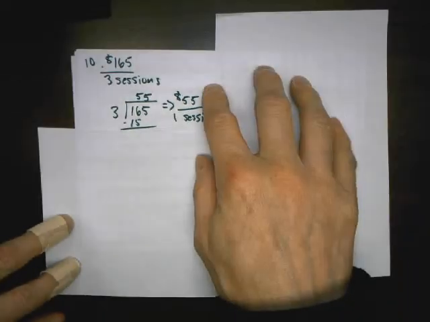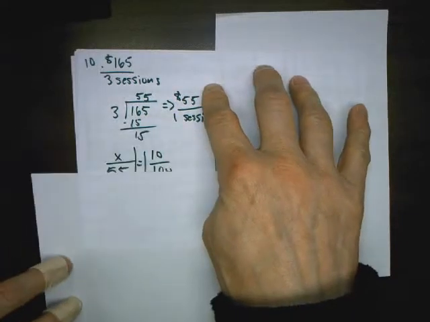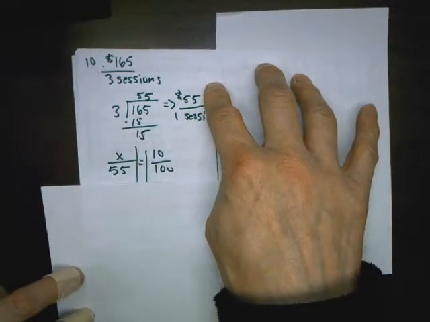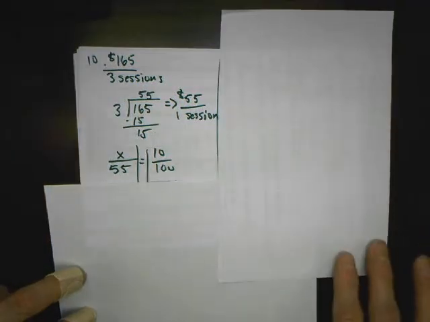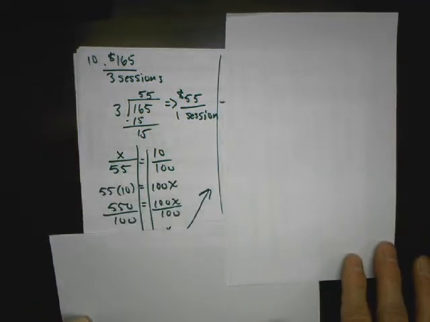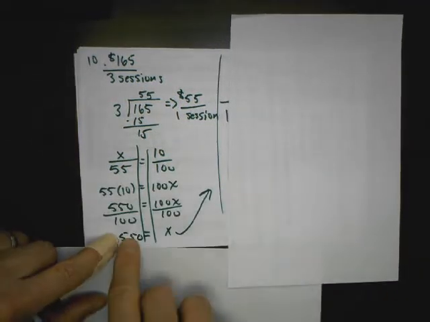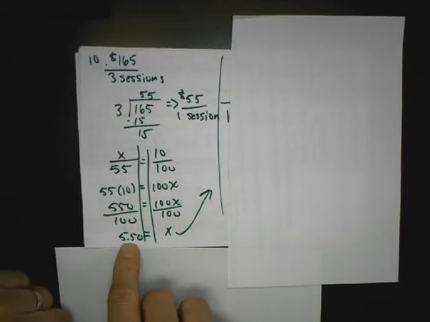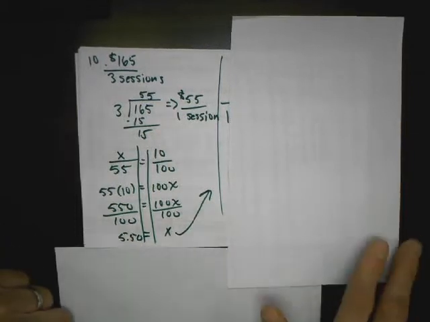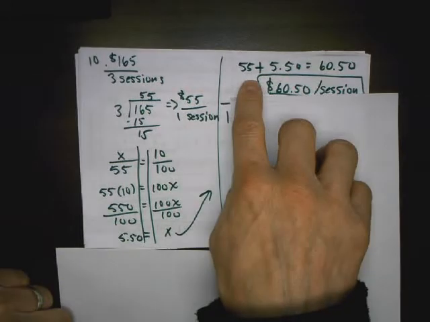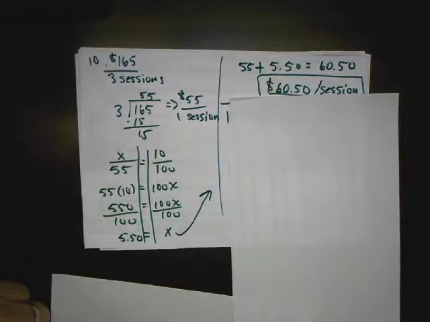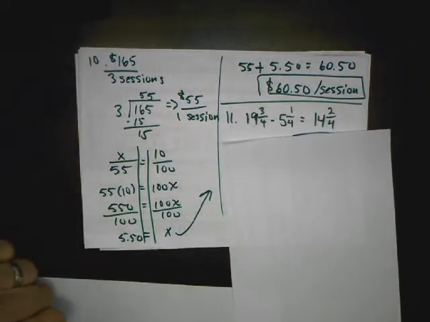So if it's $55 per session, he's getting a 10% raise. I can find 10% of 55, again, using percent proportion. Cross multiply, divide, and we get that his raise is going to add $15.50 for every session, so we add that on to his old amount, and we know that he's now getting $60.50 per session.